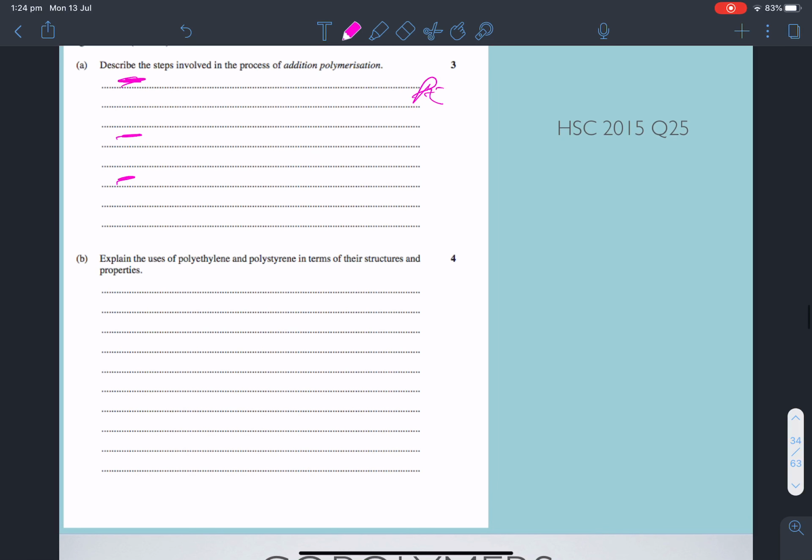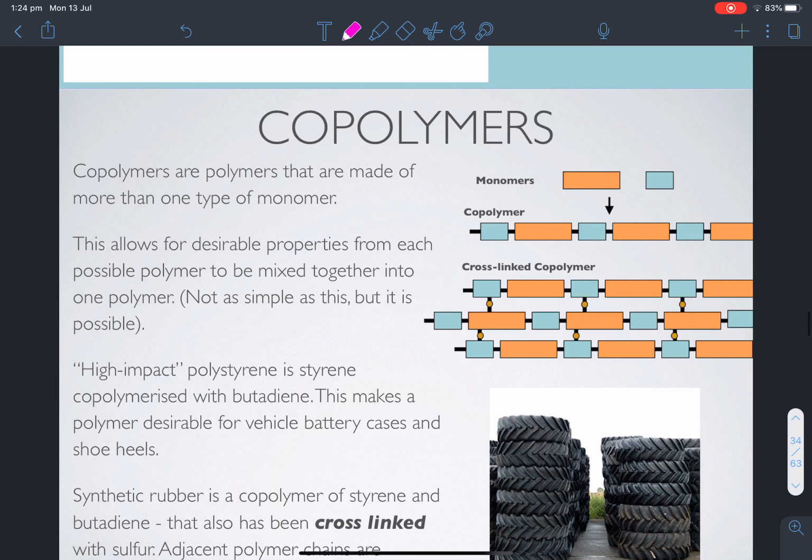Okay, explain the uses of polyethylene and polystyrene in terms of their structure. I would draw their structure out, a little bit of it, and then talk about the intermolecular forces. Then talk about the properties, and then go on to uses, okay? Start with the chemistry. Talk about how the structure of the chemistry will give the whole thing certain properties, and then because of those properties explain the uses of it. Alright, that's enough for this one.